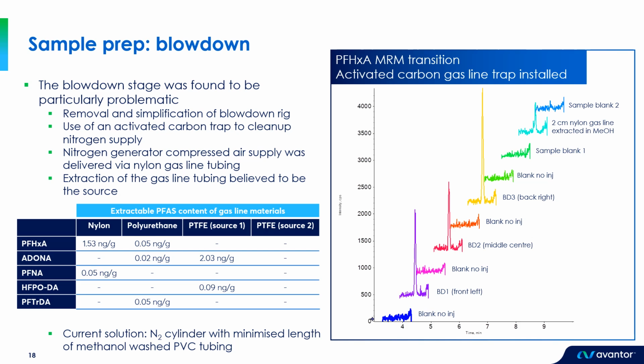The solution we found was to move a nitrogen cylinder into the lab and connect it to our blowdown rig using PVC tubing. Although the PVC tubing also actually contained PFAS, we found that siphoning methanol through the tubing eliminated the contamination. We assume that the PFAS contamination originated probably from a substance that was used during the tubing's manufacture. So using this new arrangement, we were then able to perform the analysis without contaminating our samples during the blowdown step.